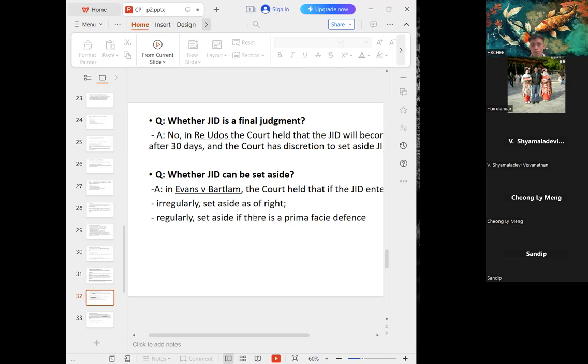The example of an irregularly entered JID is that you serve to the wrong place. Because you serve the writ and the statement of claim to the wrong place, the person cannot accept the writ. And then after the 14 days, you enter the JID against him. This is an irregularly entered JID, so you can set aside as of right. However, if everything is done regularly, you can only set aside if your defense is very, very strong. Okay?